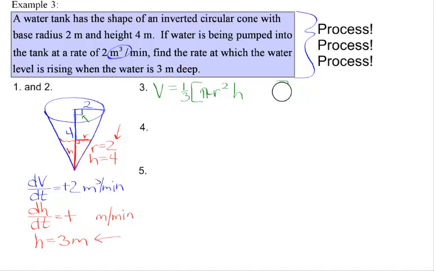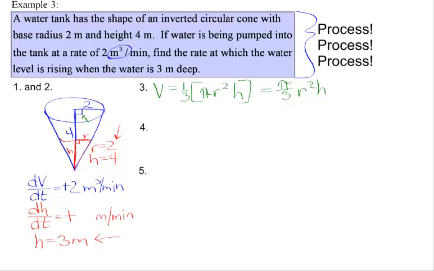So I have an equation that relates the radius, the height, and the volume of this cone. I'm going to rewrite it. I'm going to put my 1/3 and my pi together. That's just a constant coefficient to the product r squared times h.